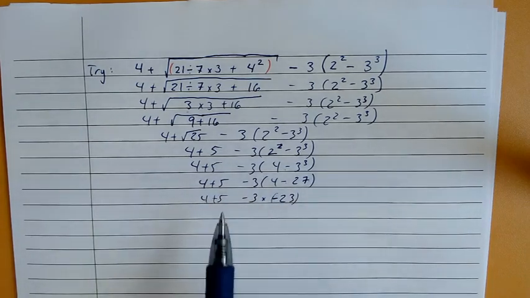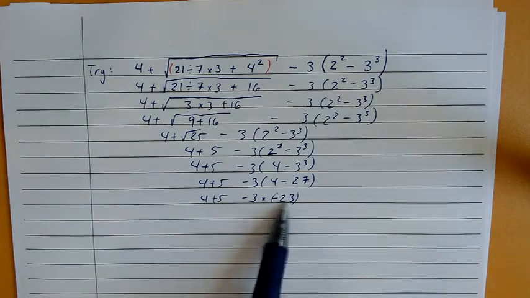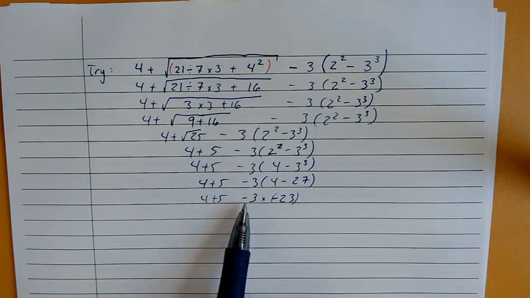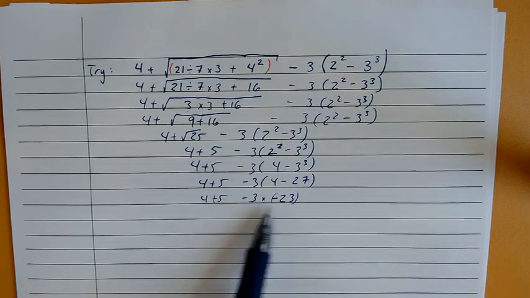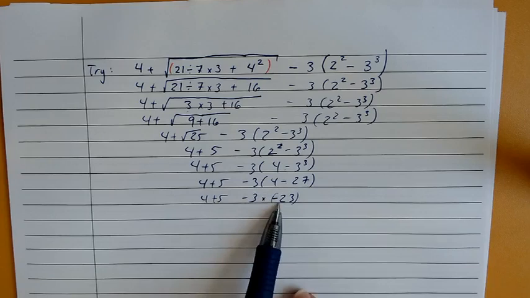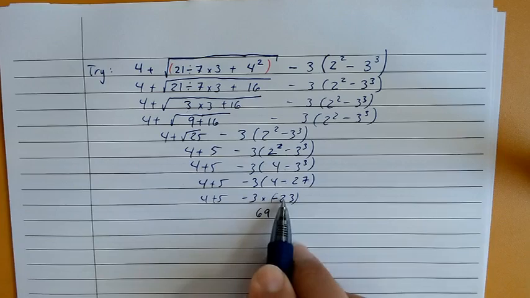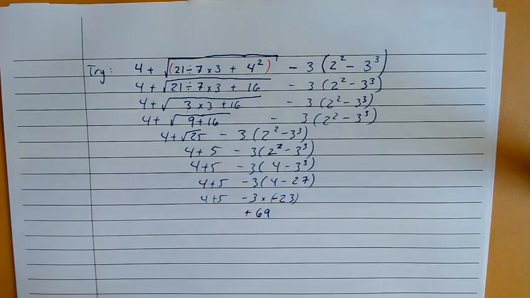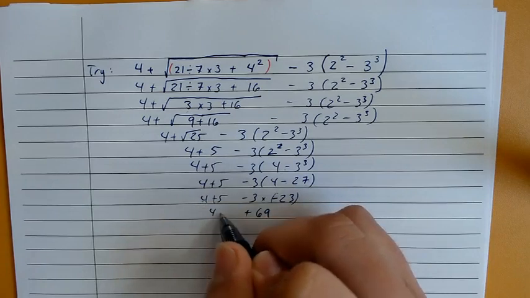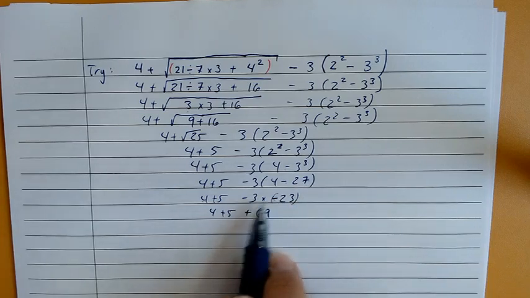Now I have addition, subtraction, and multiplication. Multiplication is going to come first. So we're going to do this. A negative times a negative. When you multiply two numbers that have the same sign, you end up with a positive. So really that's going to become a plus, a positive. 3 times 23 is 69. And since that's a positive, this whole thing is now plus. So this is now 4 plus 5. This was minus something, but because you multiplied by a negative, that became a plus.